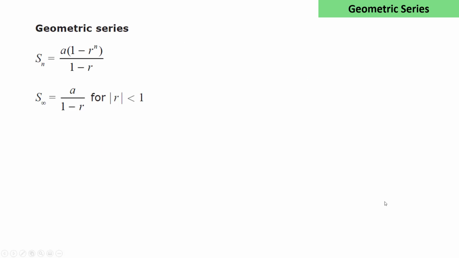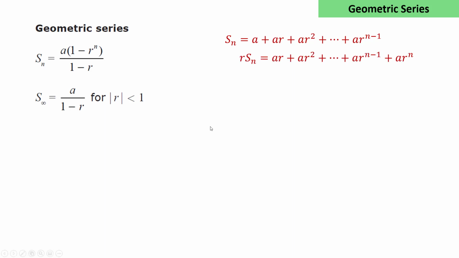Moving on to geometric series, again we may be asked to prove these two formulas. The way it works is this. We write the sum to n terms equal to a plus ar plus ar squared, and so on, up to ar to the n minus 1, the nth term. a is the first term, r is the common ratio. We then multiply both sides of this equation by the common ratio r, and we get rSn equals ar plus ar squared all the way up to ar to the power of n.